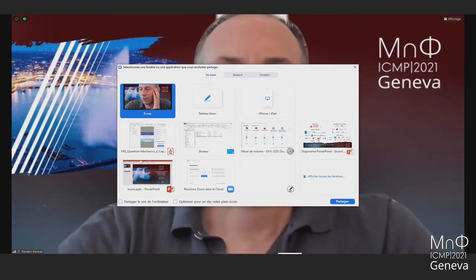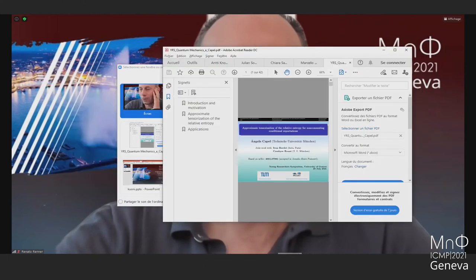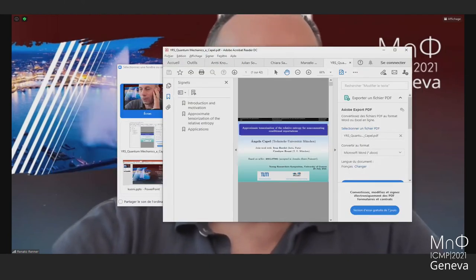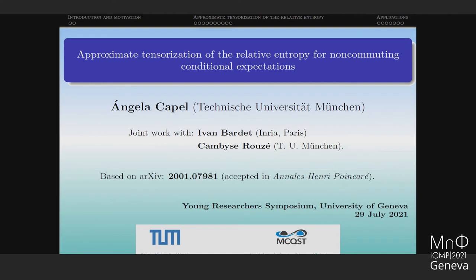The microphone doesn't turn on. On Zoom? Yes, okay. Okay, very good. But the microphone here doesn't turn on. I'm turning on the microphone so I don't have to hold it the whole time.